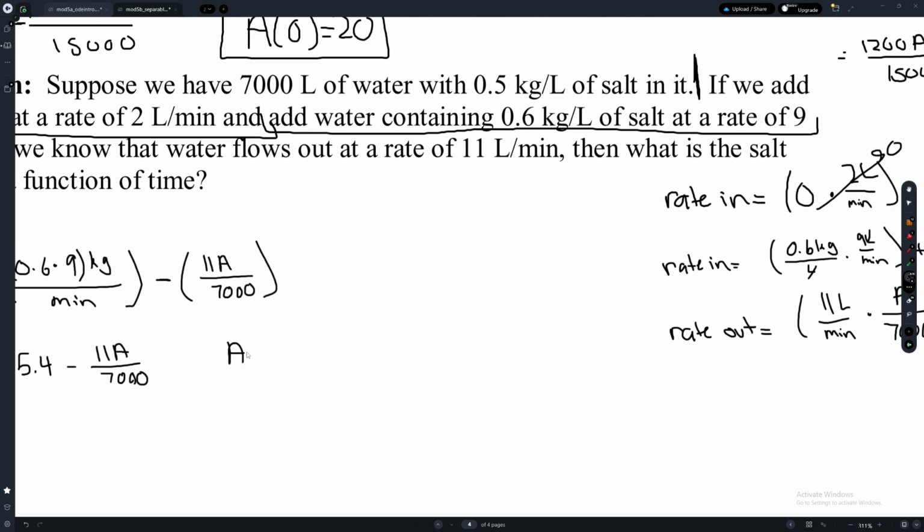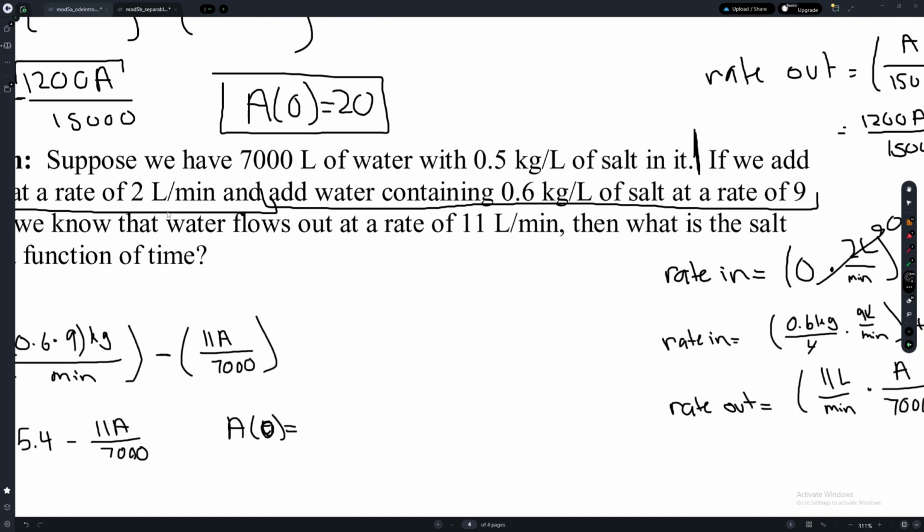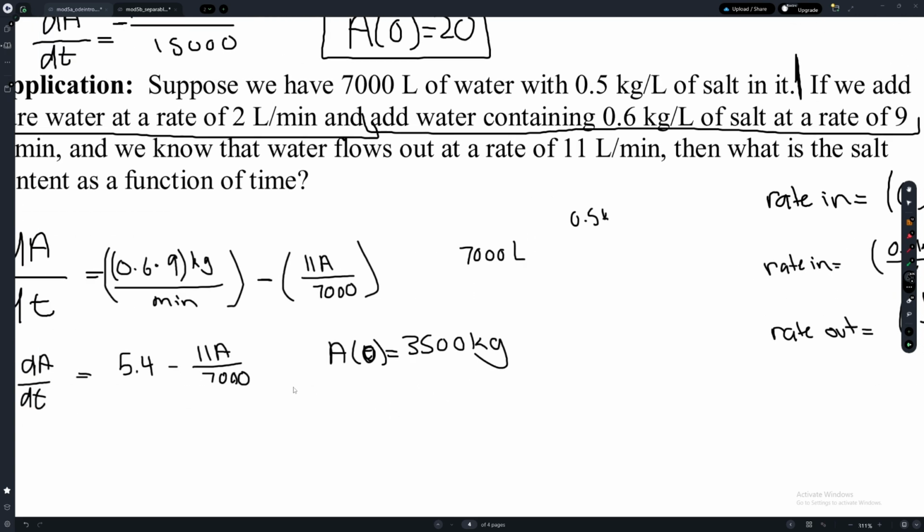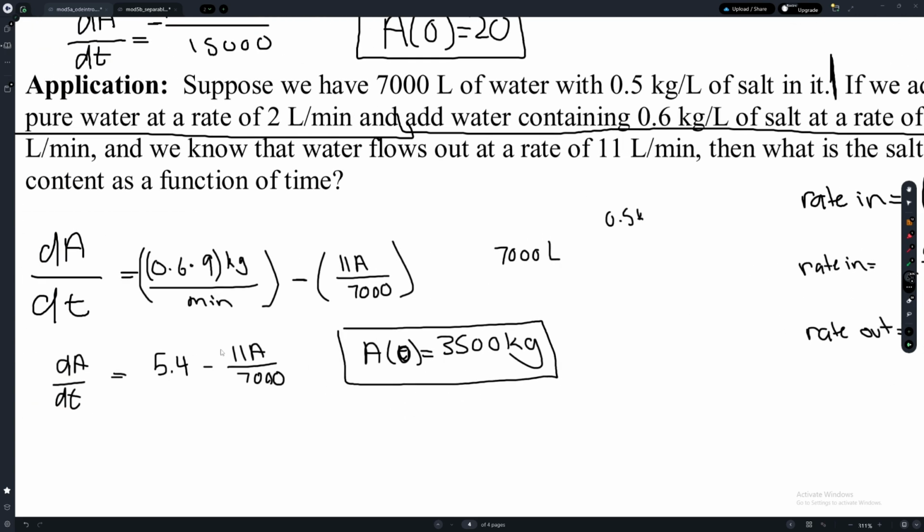But then the question is, what's your A at t equals 0? What it says is at the beginning, we have 7,000 liters of water with 0.5 kilograms of salt per liter. If we multiply these two, we get how much salt we have in the 7,000 liters, which is 3,500 kg. And now you use this to find your constant. First you isolate and integrate, then you'll get some constant, and you use this initial value to solve for that constant to get your actual function.